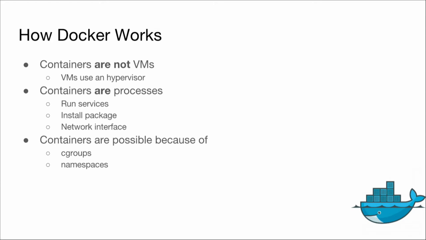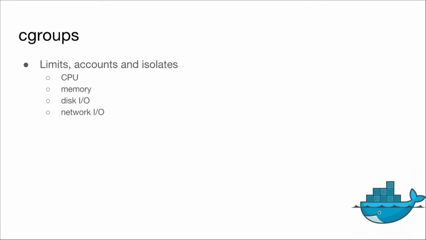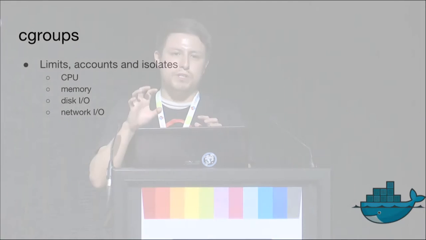Containers are possible because of two kernel features, which are cgroups and namespaces. So, what are cgroups? This feature limits, accounts for, and isolates the resources of the host. If you have CPU, memory, disk I/O, network I/O, it says, okay, I'm going to give 2 gigabytes to this container, I'm going to enable these network features for this container, and it manages this as hierarchical groups. All the children of a process are going to have the same limits.